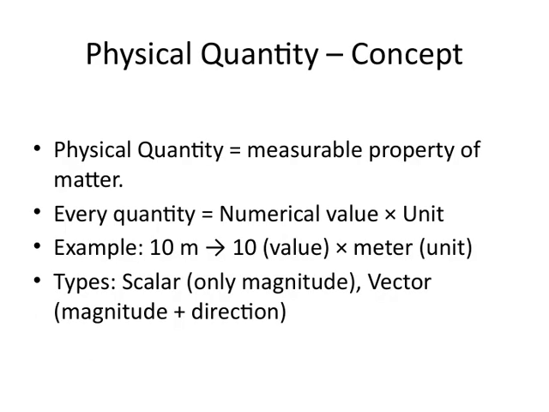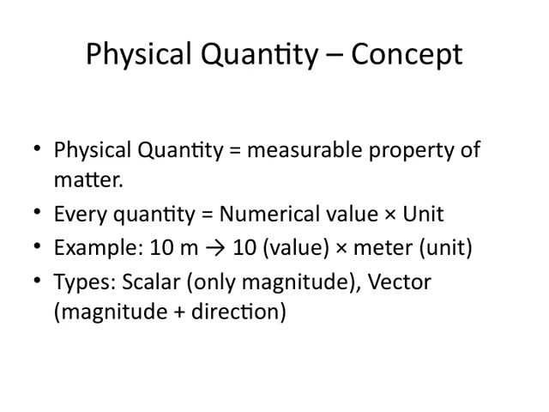Let's start by understanding what a physical quantity actually is. A physical quantity is essentially a measurable property of matter. It helps us describe and quantify different aspects of the physical world around us. Now, every physical quantity can be expressed as a numerical value multiplied by a unit. For example, if I say 10 meters, that means I have a numerical value of 10, and the unit is meters. This combination allows us to communicate measurements clearly and precisely.